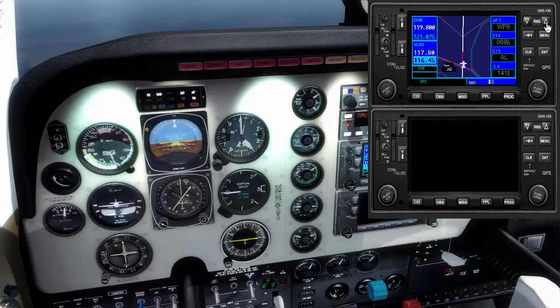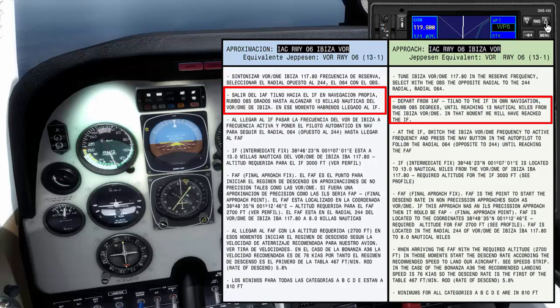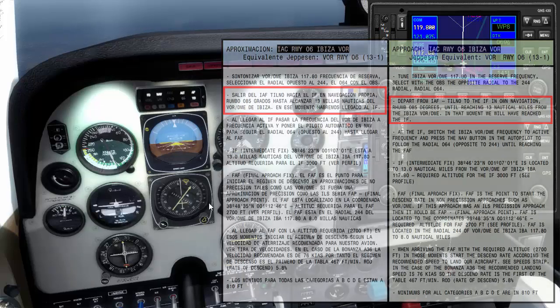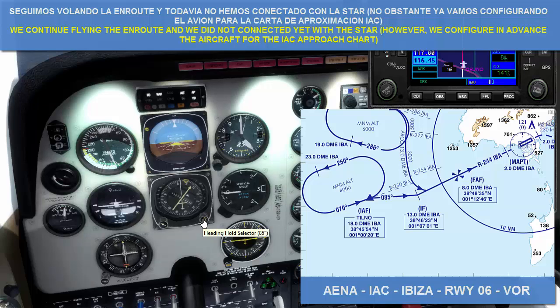The last airway we will reach in our flight plan is Reset, and then we will connect with the STAR chart. Also remember that I am giving you the Jeppesen equivalents, and I want you right now to read that with me. Depart from the IF, till now, to the IF in our navigation, run 085 degrees until reaching 3 nautical miles from the Ibiza VOR DME. In that moment, we will have reached the IF, intermediate fix.